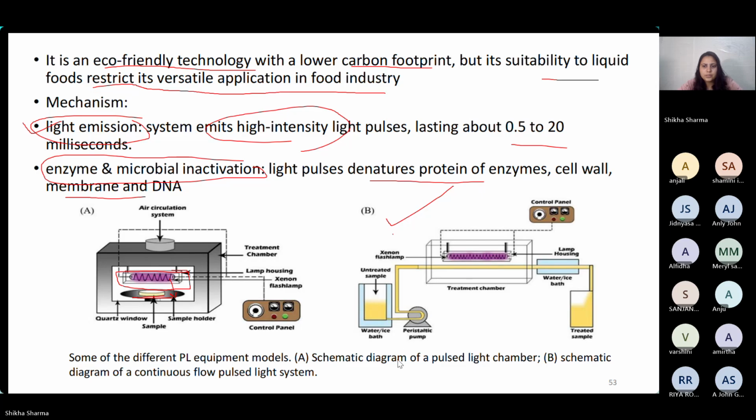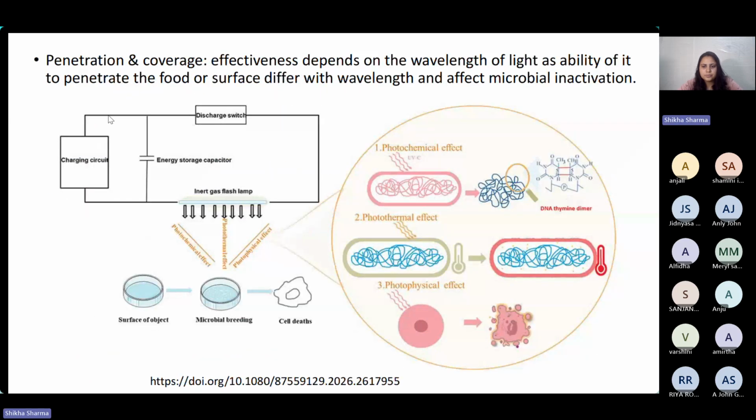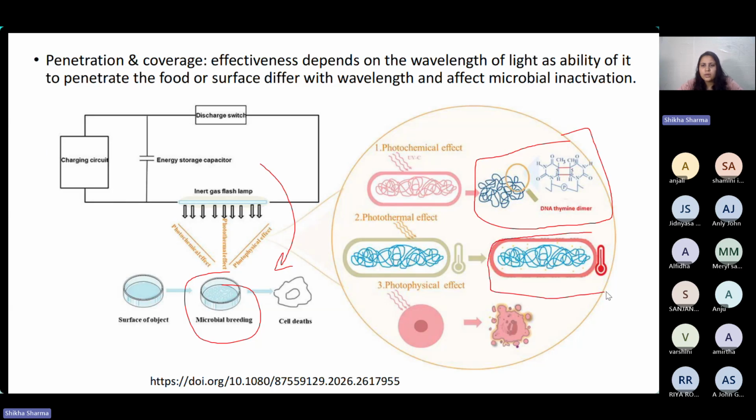Second one is, what is happening when the microorganism is exposed to this pulse light? The photochemical effect is there, the photophysical effect is there, and the photothermal effect is there. So DNA is getting affected, and also the thermal effect is there. Because of high temperature, the microorganism is getting affected, and because of the photophysical effect also, the microorganism is getting affected.